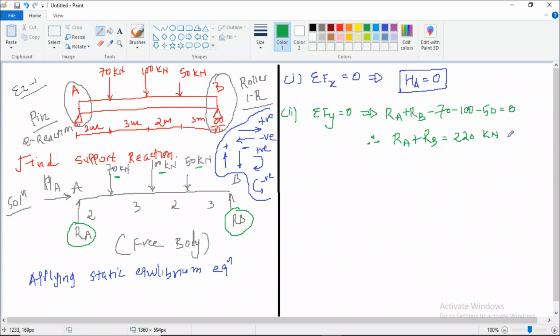So this is, let us say, called equation number 1. Now we apply the third equilibrium condition, summation of moment is equal to 0. In this case we will take moment of all the forces about point B. So for this condition, taking moment about point B, the equation will become summation of MB is equal to 0.